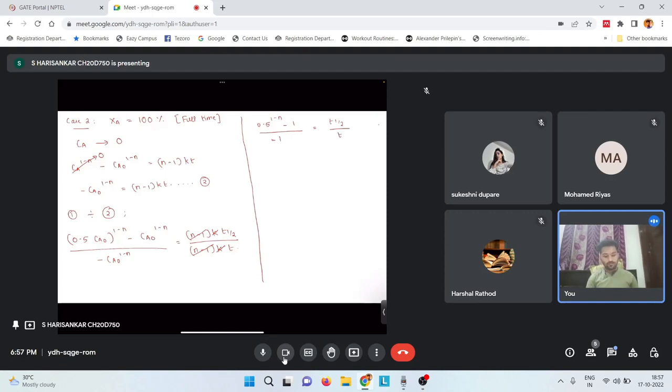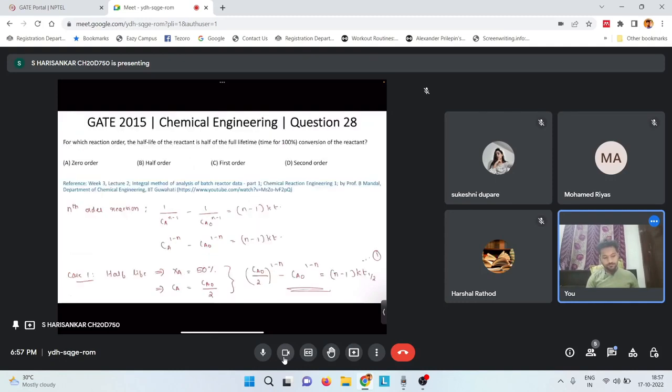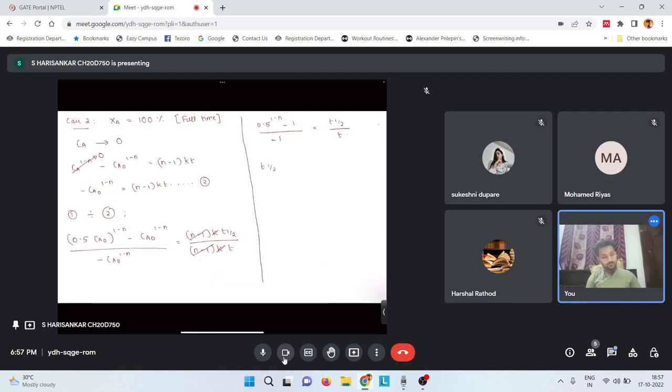So here in the question, they have asked that half-life of the reactant is half of the full time, the time for 100% conversion. So that means T half is nothing but 0.5 into T. That means half-life is nothing but 50% of full time.